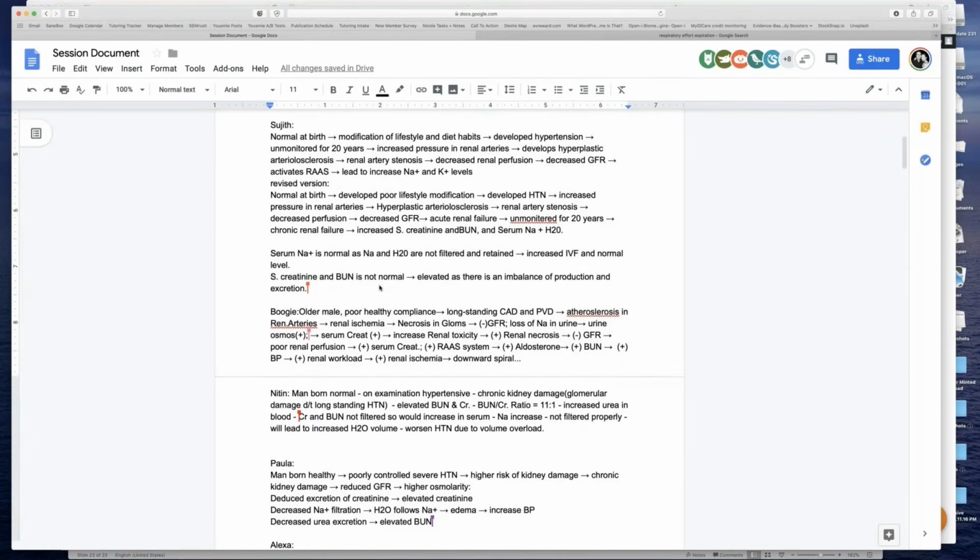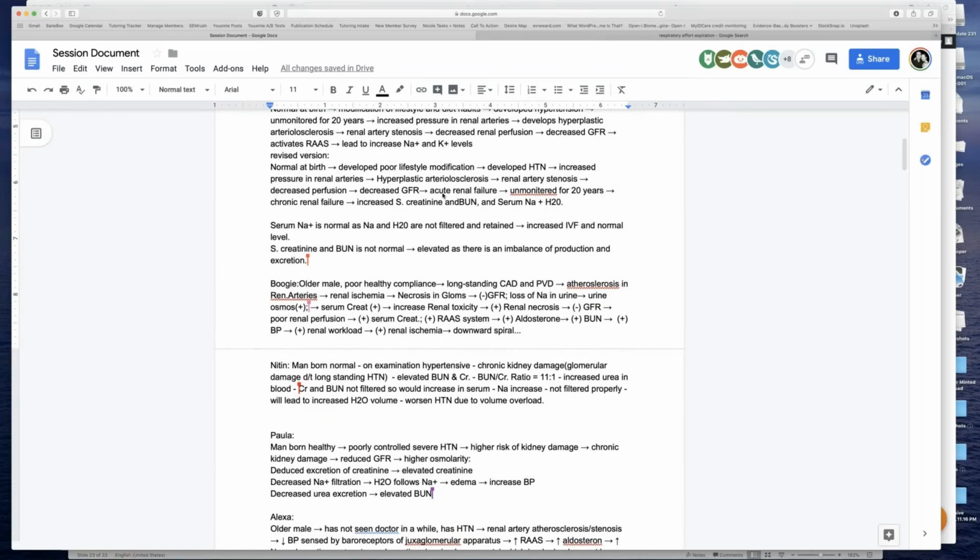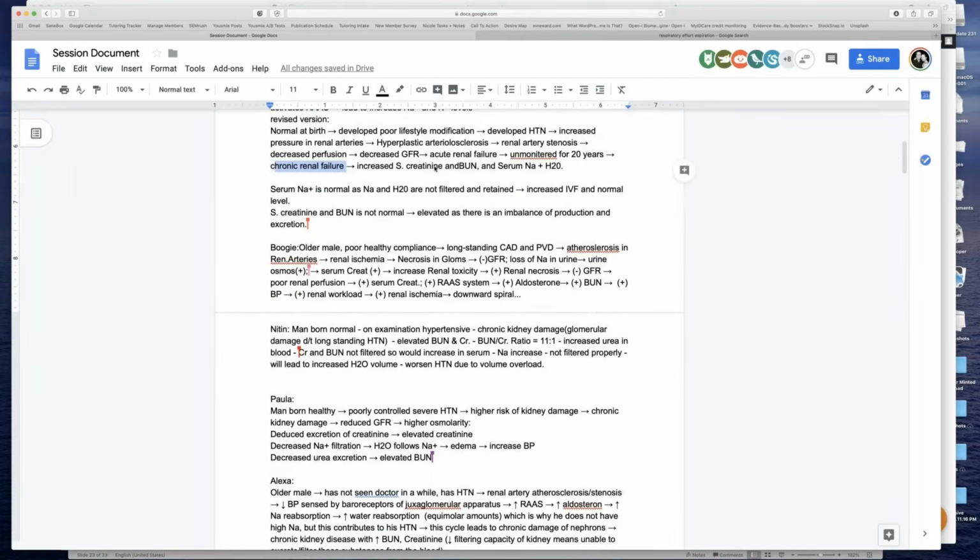Let's look at Sujith. So normal birth, good. Develops hypertension unmonitored, so increased pressure in the renal arteries. Yeah, so it could be renal artery stenosis, but the most likely scenario is it just caused kidney failure. And so decrease in GFR, failure, it's probably not acute. So yeah, ultimately leads to chronic renal failure, and then increased serum creatinine and BUN and serum sodium. So I would say serum sodium is normal, serum concentration is normal, but the intravascular fluid is up.